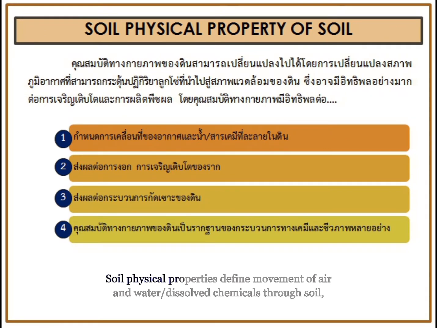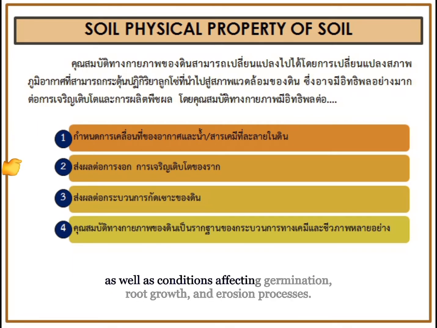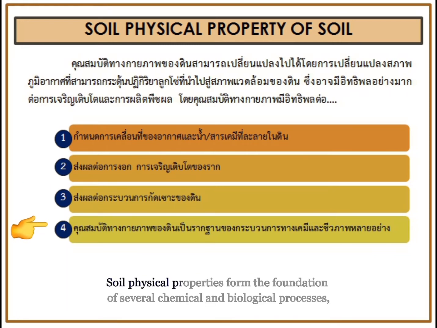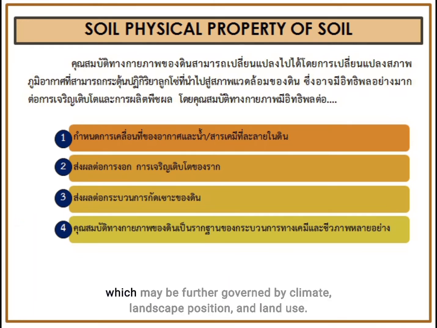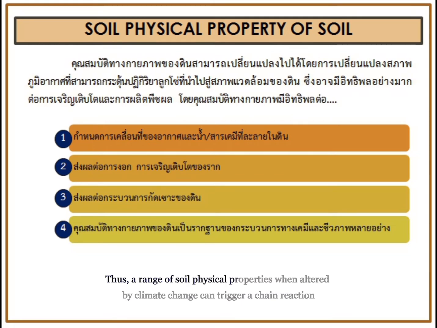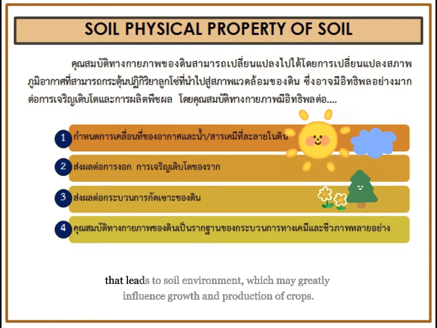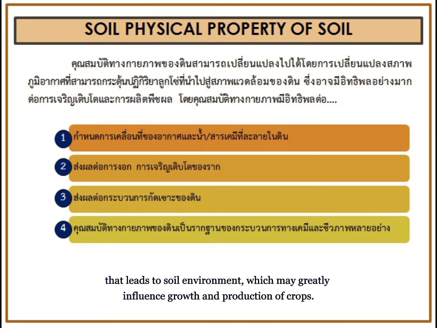Soil physical properties define movement of air and water, dissolved chemicals through soil, as well as conditions that affect germination, root growth, and erosion processes. Soil physical properties form the foundation of several chemical and biological processes, which may be further governed by climate, landscape position, and land use. Thus, a range of soil physical properties, when altered by climate change, can trigger a chain reaction that leads to changes in the soil environment, which may greatly influence growth and production of the crops.